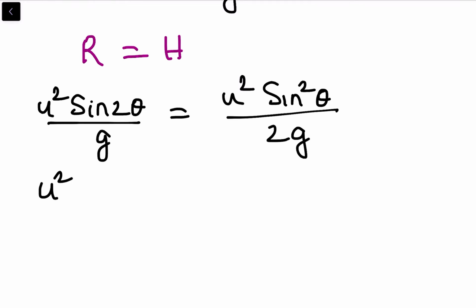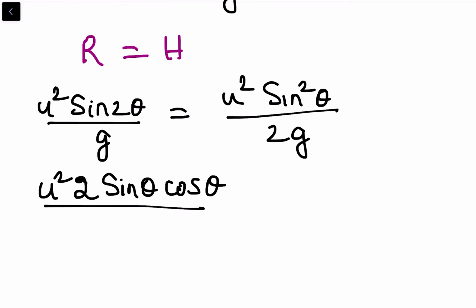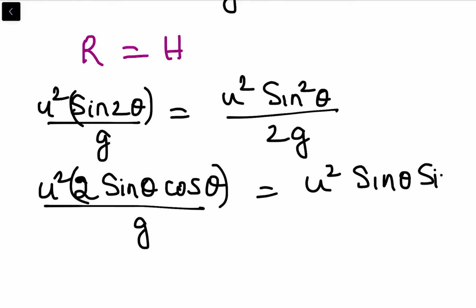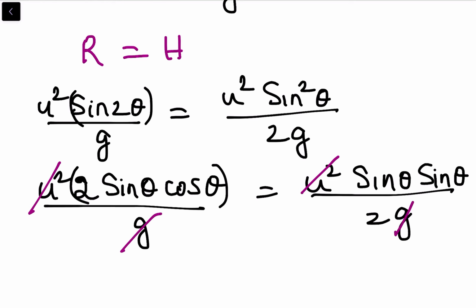U square sine 2 theta means, according to trigonometry, 2 sine theta cos theta divided by g. This is a trigonometrical formula. You should know it in trigonometry. That is u square sine square theta means sine theta into sine theta by 2g. Now let's cancel what all we can do here. Here you can cancel out u square, g, 1 sine theta, 1 sine theta.